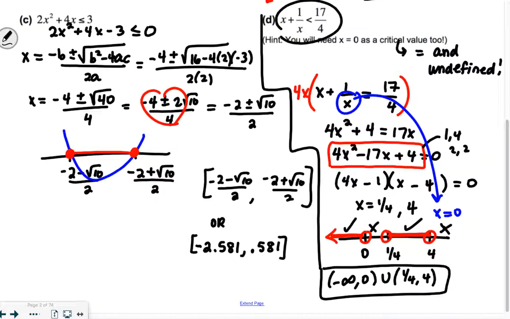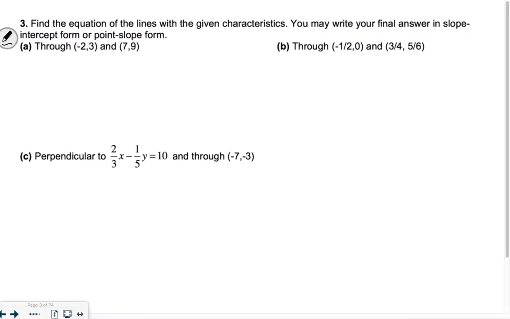All right, continuing on. So equations of lines. It says find the equation of the lines with the given characteristics. You may write your answer in slope-intercept form or point-slope form. The big thing to know about this is point-slope form. Point-slope form is y minus y1 equals m times x minus x1. This is super important in calculus. This is why I chose to put this in a review section.